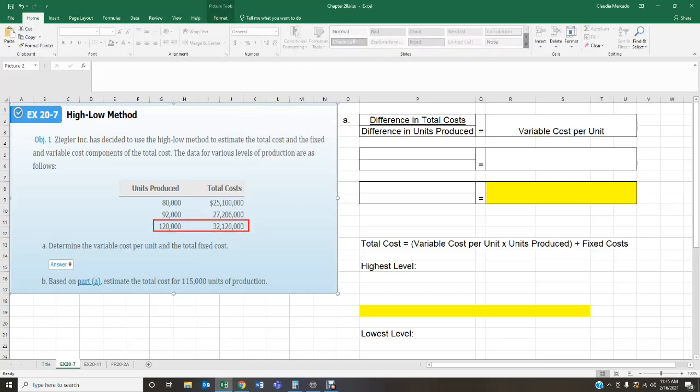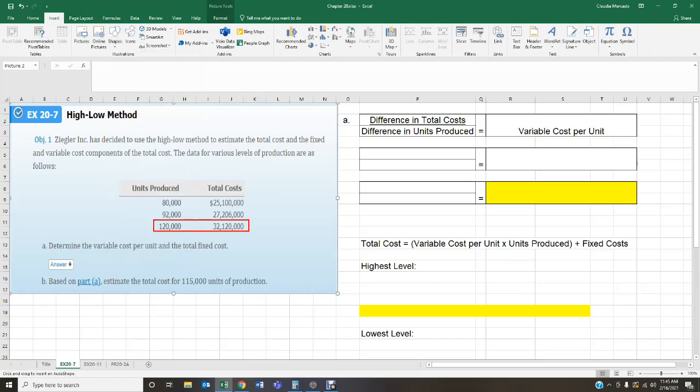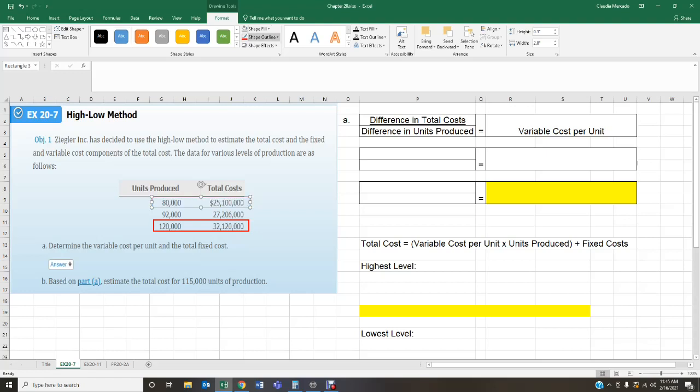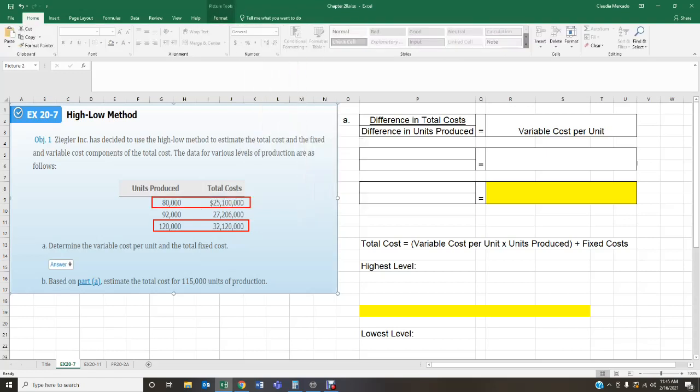Okay. Now we need to find the lowest, okay? And the lowest is the 25,100,000. So those are my high and my low. Okay? So those are the two amounts that I'm going to be using. The highest amount, 32,120,000, with units produced of 120,000. My low is 25,100,000 with units produced of 80,000. So I've identified my high and my low.